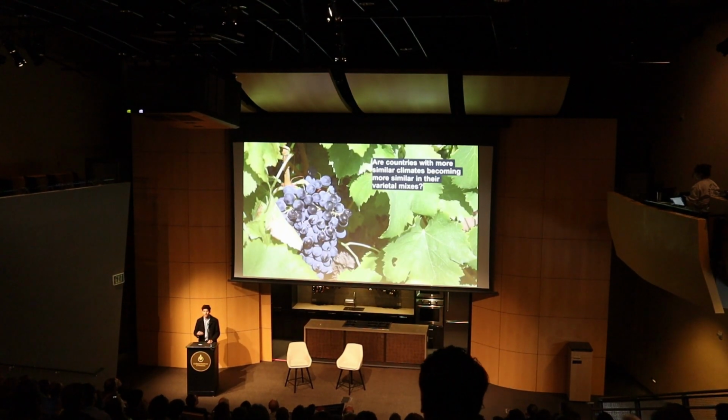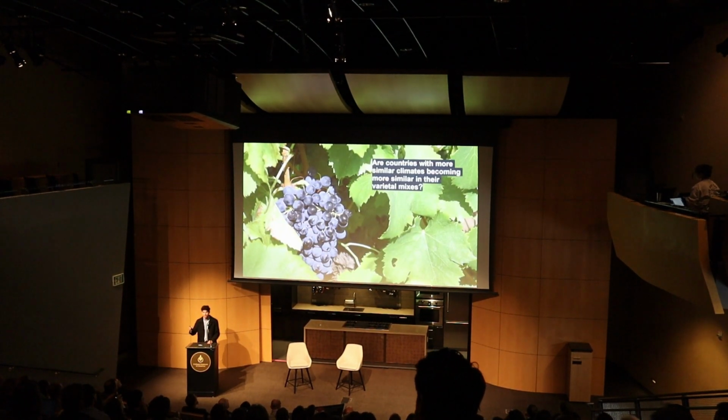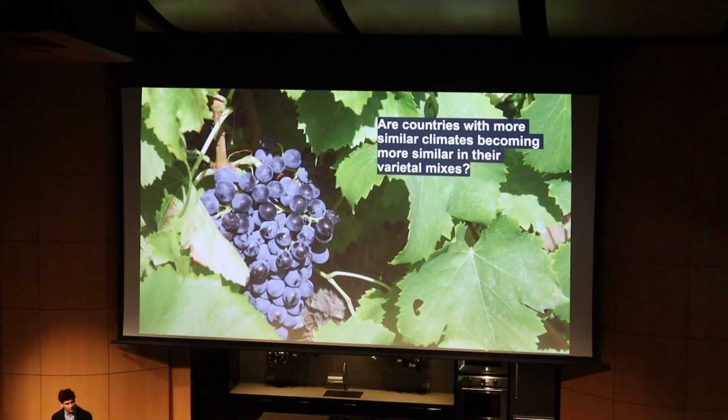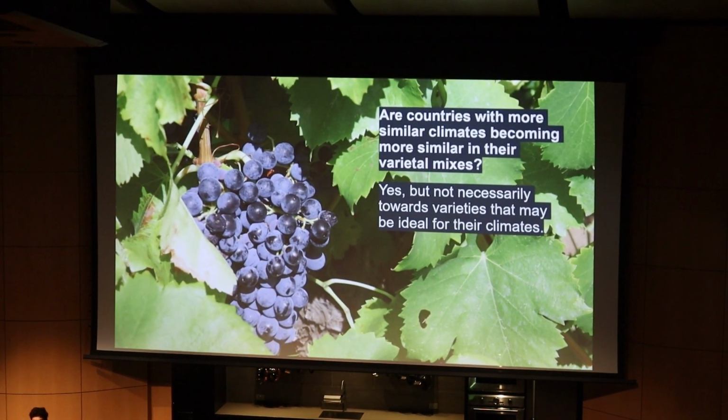Another interesting question, especially in the context of climate change, is whether countries with more similar climates are becoming more similar in their varietal mixes. And the answer is yes, and this might seem like a good thing, but our research shows that these countries might not necessarily be evolving towards varieties that might be ideal for their climates. Overall, it looks like wine growers have found it more profitable to focus on some key mainstream varieties.